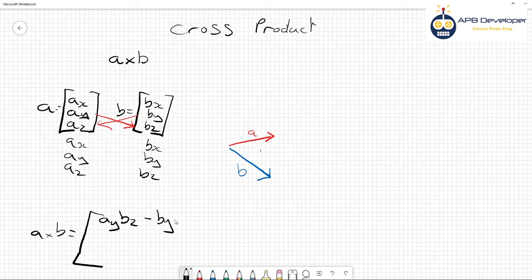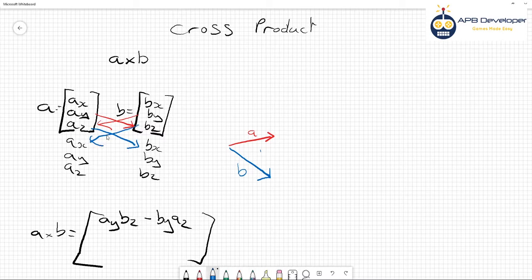BY times AZ. Some people like to keep the A's and B's the same way. It doesn't matter whether you say it's BY AZ or AZ BY. It's commutative, so it doesn't change the answer. The second cross we do is for the Y component. Now this is where we do this cross.